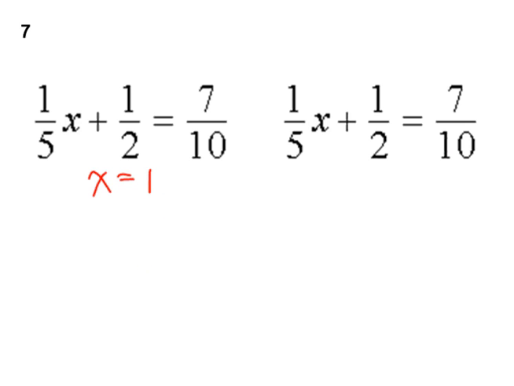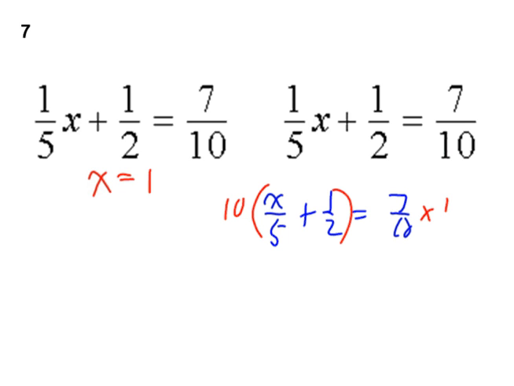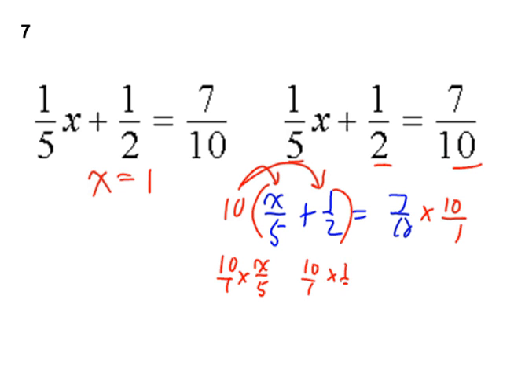Now, alternatively, you could have interpreted this as x over 5 plus 1 over 2 equals 7 over 10, and you're going to multiply both sides. Remember, you can multiply both sides by a common multiple. In this case, I'm going to choose 10, which is a common multiple of all three denominators. I'm going to expand using distributive property. So 10 over 1, or 10, multiplied by x over 5. 10 over 1 multiplied by 1 over 2. And 7 over 10 multiplied by 10 over 1. Of course, as we talked about before, it's always easiest to cross-reduce.